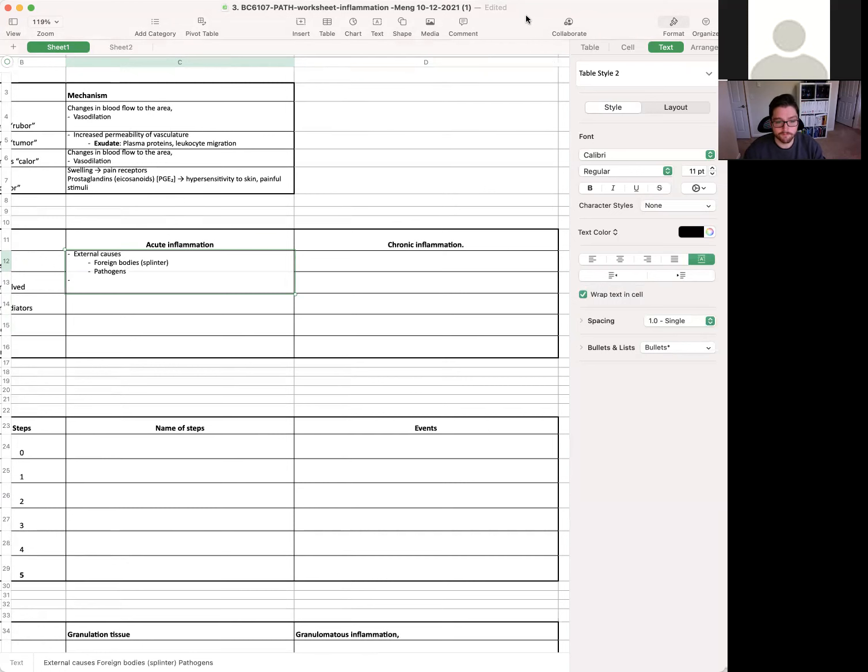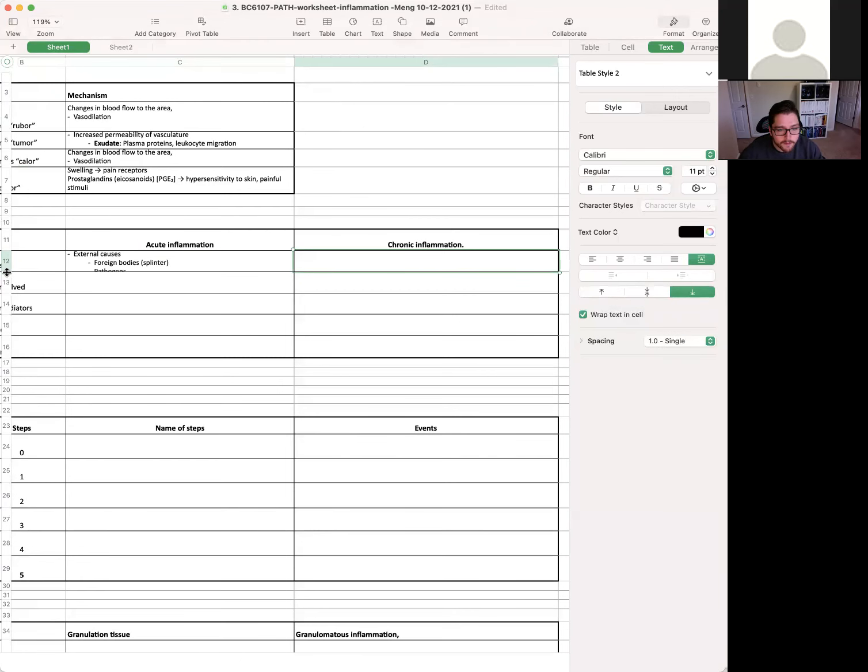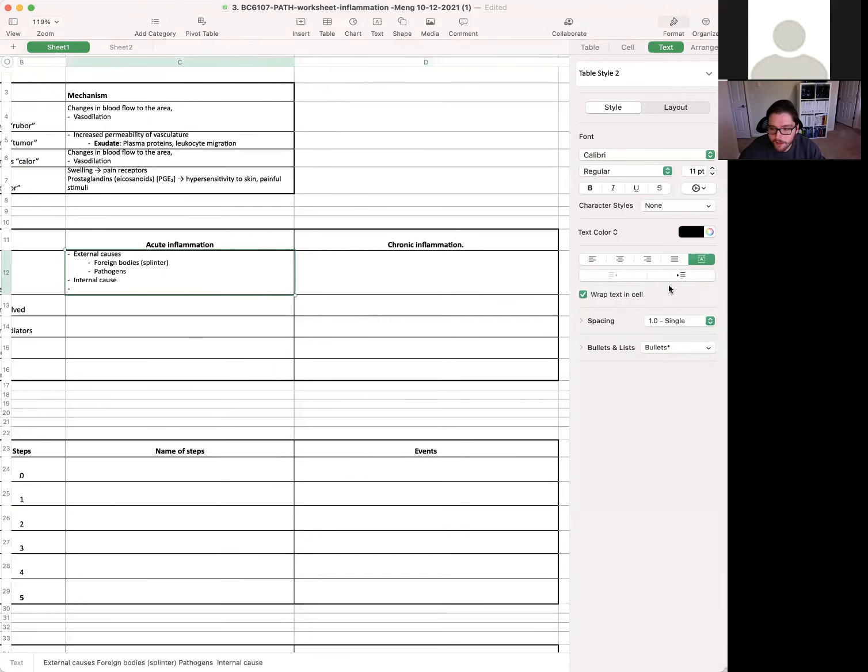Molecules released by necrotic cells. Yes, exactly. So we'll call that an internal cause. So, oops, I keep doing that. Forgive me. Still getting used to this program.